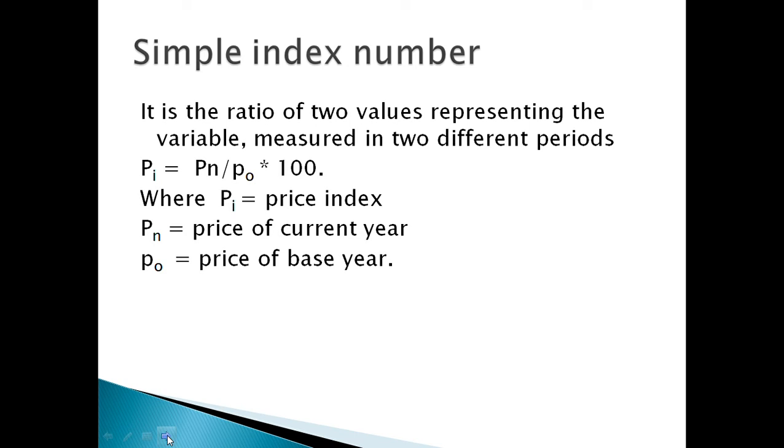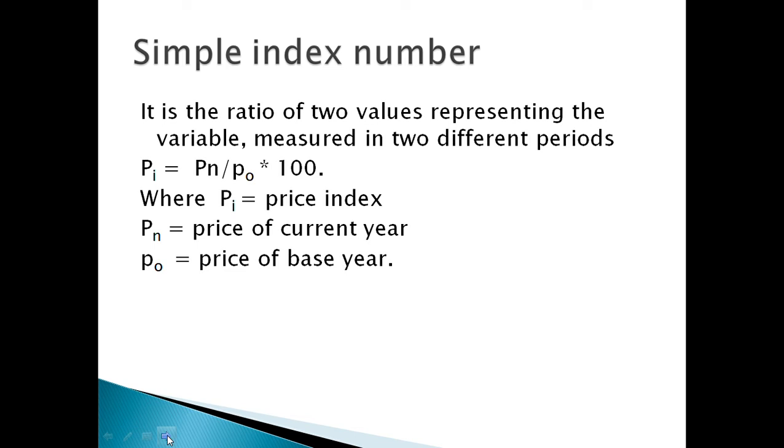That is the price, two values representing the variable. This variable is talking about one item. We're not looking at groups of items. We're looking at an item measured in two different periods, two different periods as a year. We're comparing the prices of goods and services between 2 years, but the same commodity.